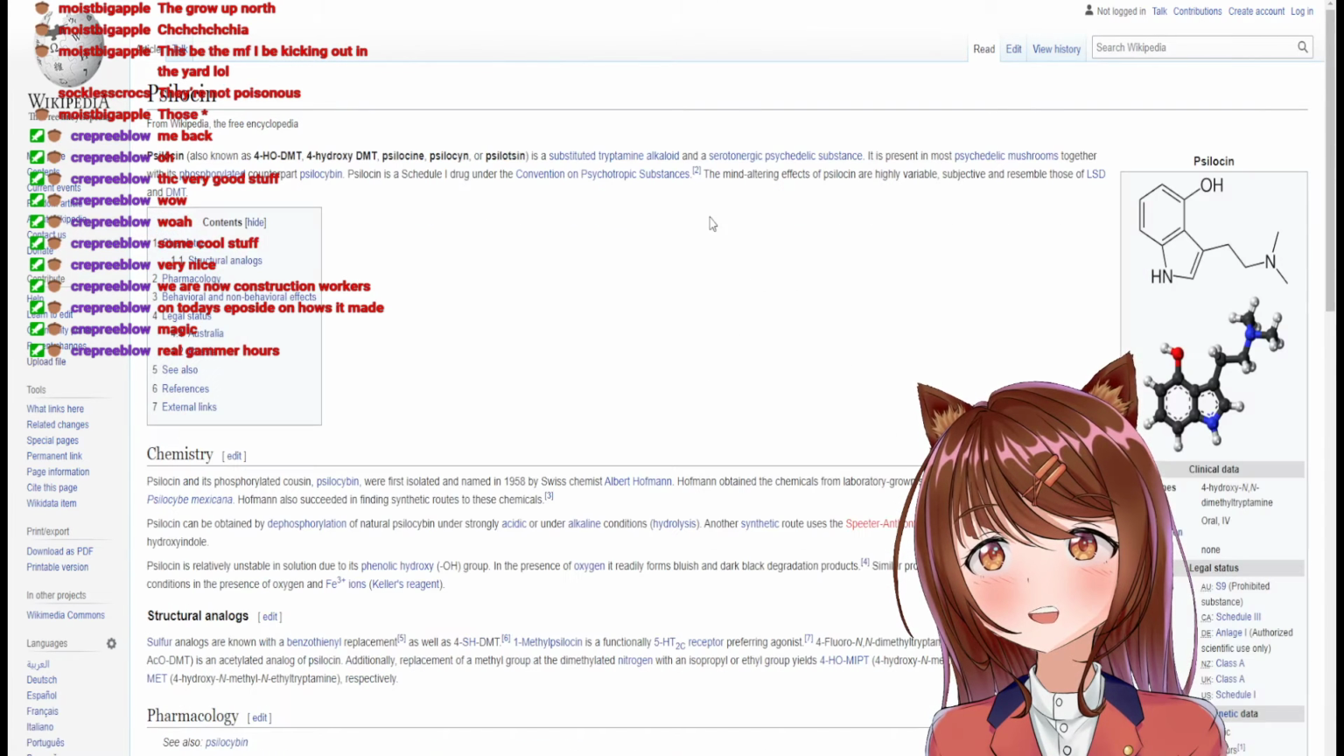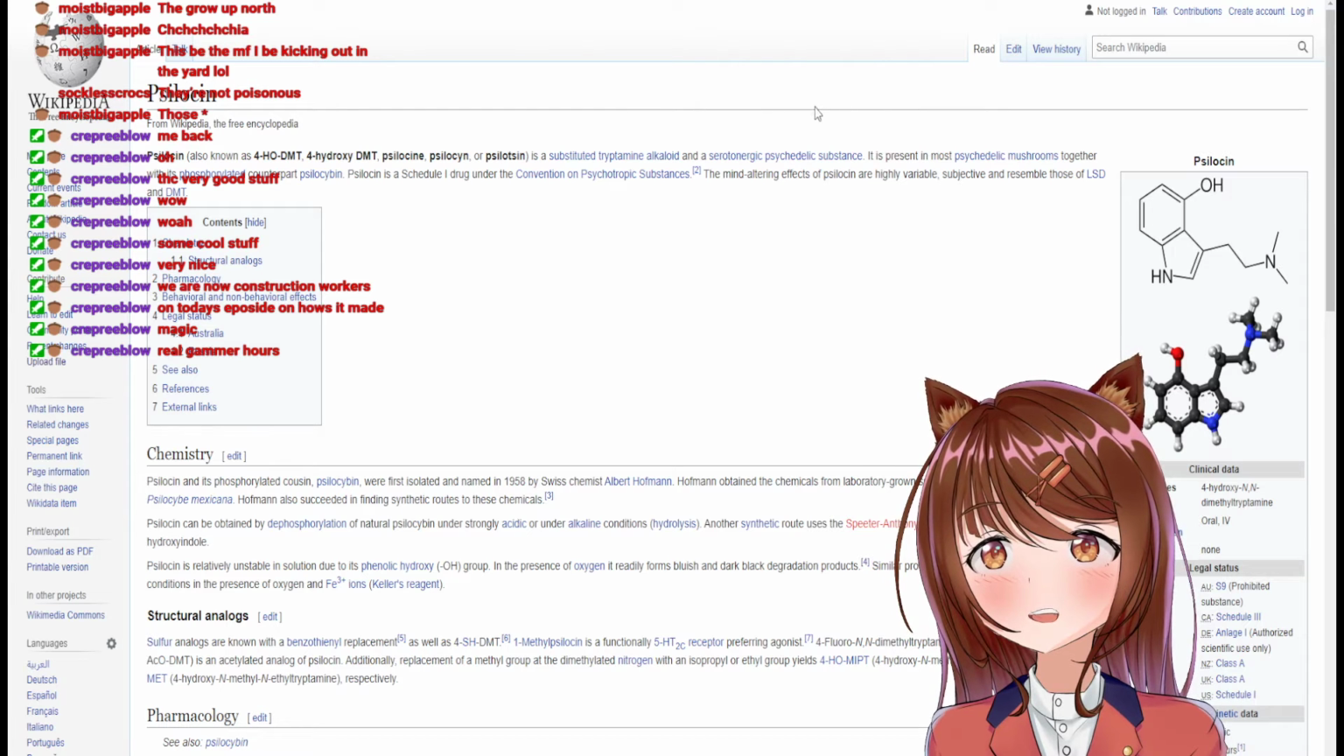What is psilocin? Psilocin is a substituted tryptamine alkaloid and serotonergic psychedelic substance. It's present in most psychedelic mushrooms together with its phosphorylated counterpart, psilocybin. Psilocin is a Schedule I drug under the Convention on Psychotropic Substances. Highly variable, subjective, and resemble those of LSD and DMT.